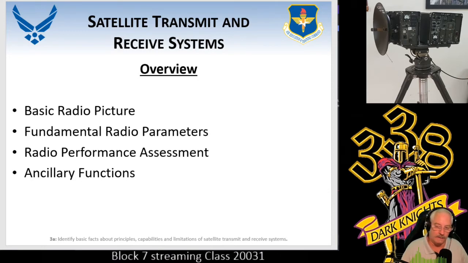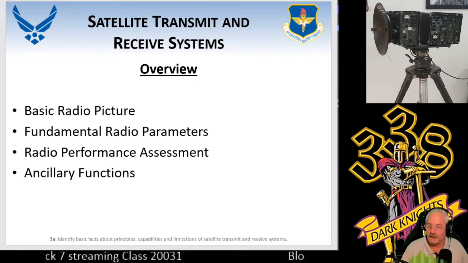When I came through in 1987 and 88, they were separating SATCOM away from ground radio. What is it? History likes to repeat itself sometimes. Air Force is good for that.